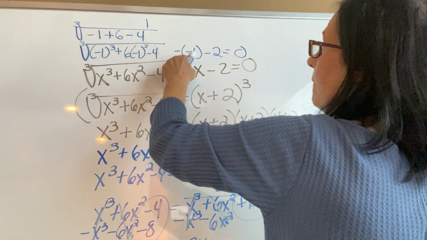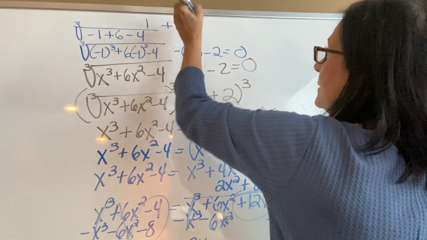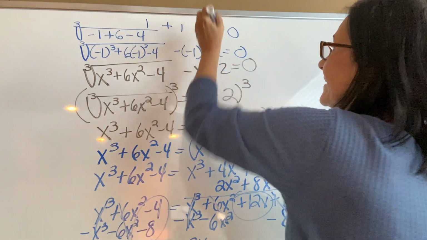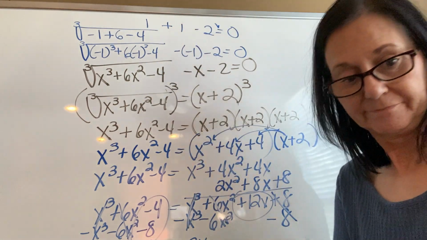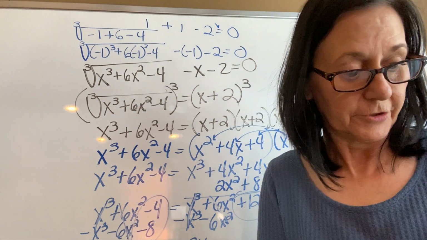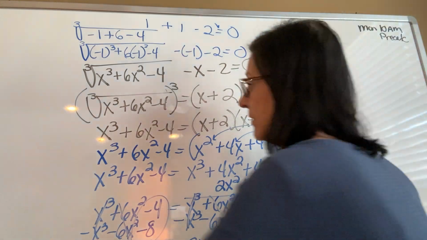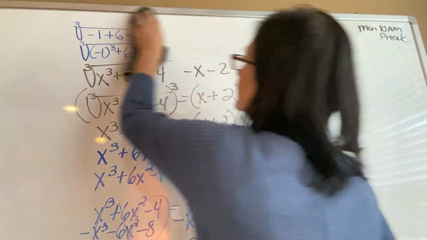1 minus a negative 1, plus 1, minus 2 equals 0. It does. It works. It is a solution. All right. Now in the next one, we're going to have 2 radicals.